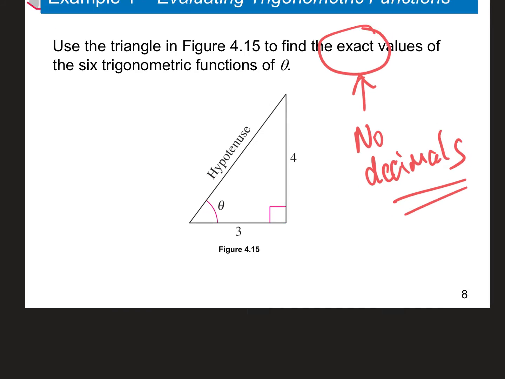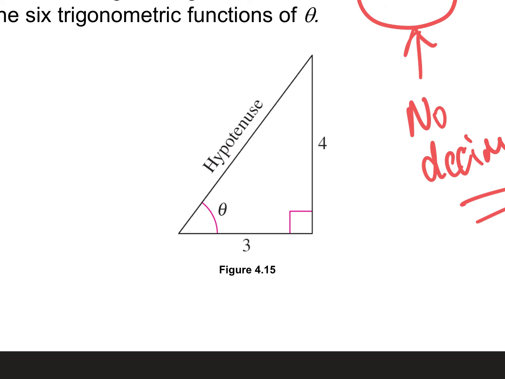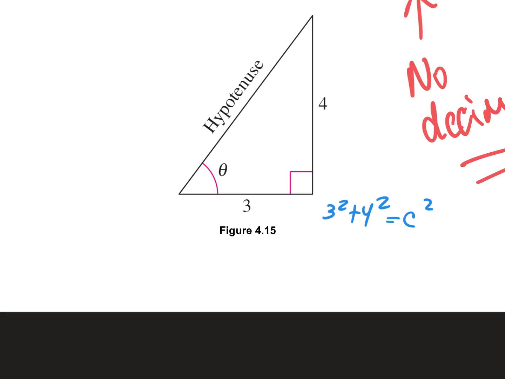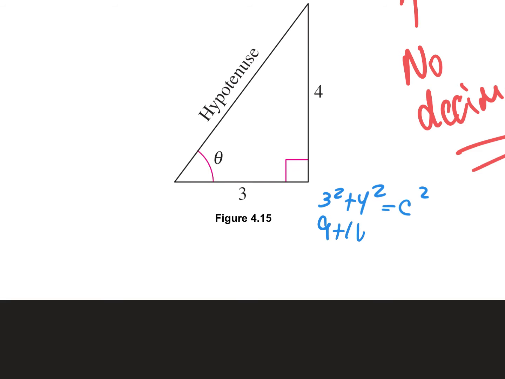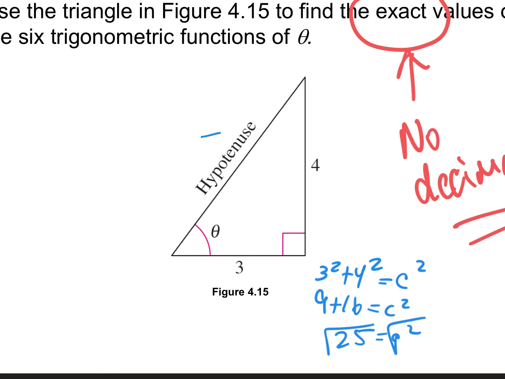Does everyone see this triangle that we're talking about? Do you see the theta? Do you see the 2 legs, 3 and 4? How would I find the hypotenuse? The Pythagorean theorem, 3 squared plus 4 squared equals c squared. I don't know what my hypotenuse is. So 9 plus 16 equals c squared. What's 9 and 16? So 25 equals c squared. So take the square root. What does c equal? Why isn't it plus or minus 5?